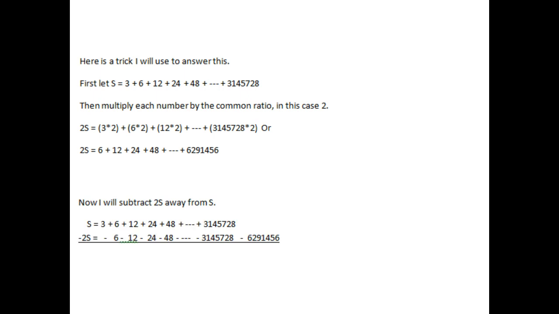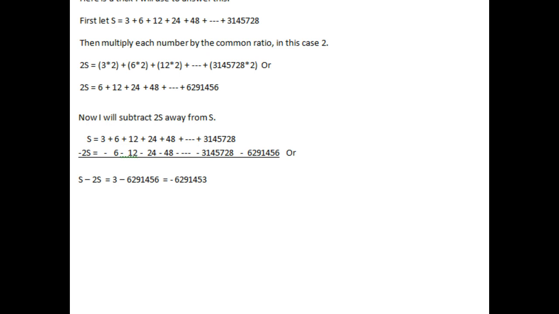6,291,456. So what am I going to do with these two series? What I'm going to do is subtract 2S away from S. So in other words, S equals 3 plus 6 plus 12 and so on, minus 2S, which is equal to negative 6, negative 12, negative 24, negative 48, and so on.